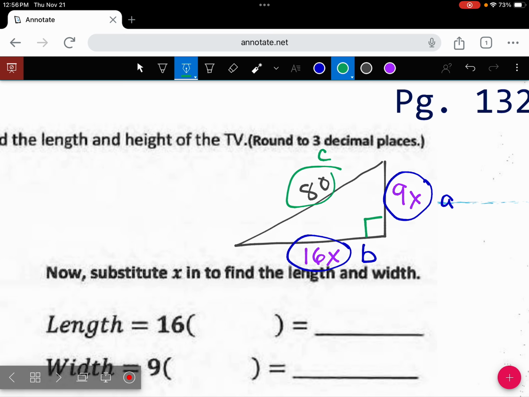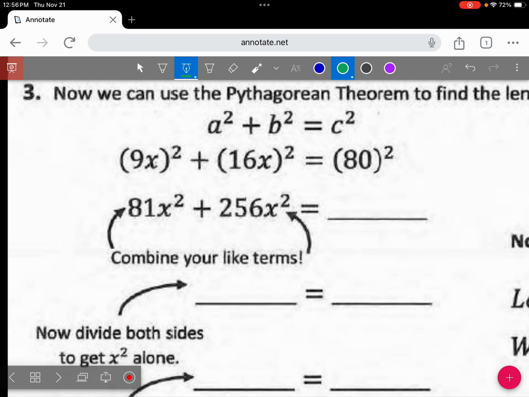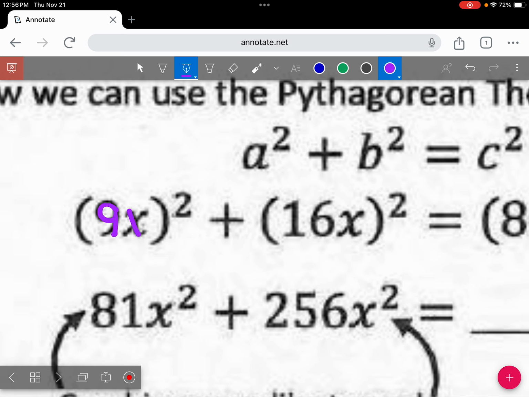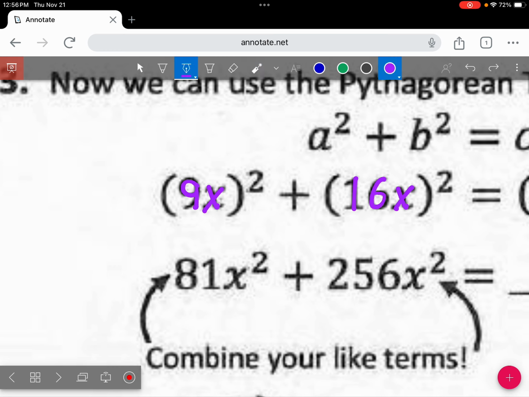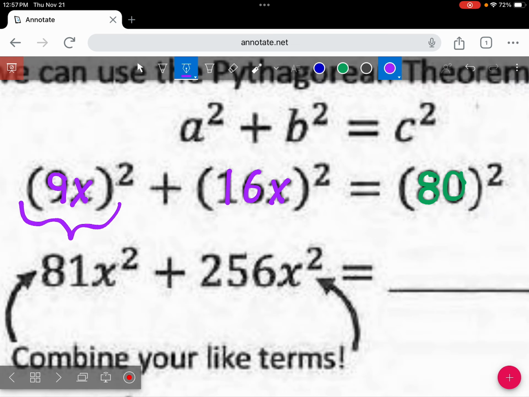So then we're doing our A squared plus our B squared equals our C squared. They've already started that process for you. They put in our 9x in place of the A, our 16x in place of the B, and our 80 in place of the C. They've even started the simplification for us. Our 9x squared, 9x times 9x, gives us 81x squared. Our 16x squared gives us 256x squared.